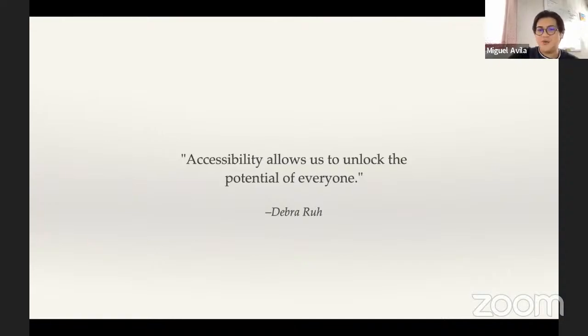accessibility allows us to unlock the potential of everyone. So I do believe that this paper and all of this further research we can have from here is really important because we can improve this accessibility and make everyone contribute in the way they want to everything they have their role put on. So yeah, that's so far.